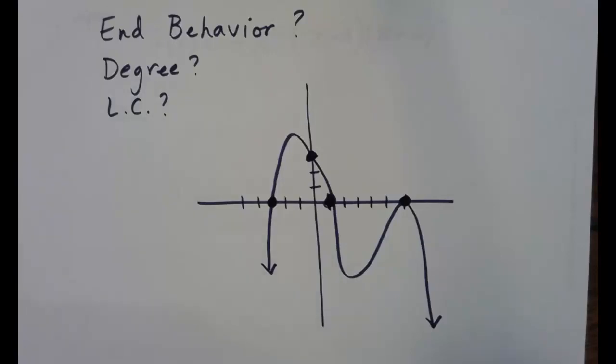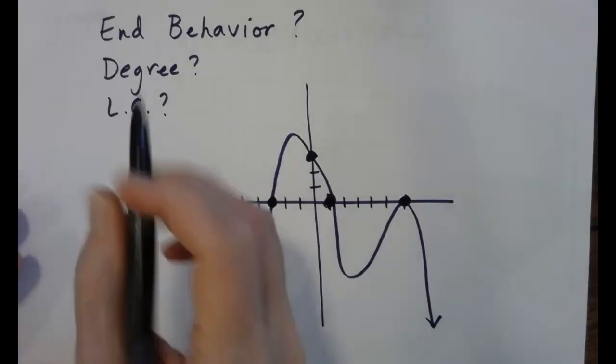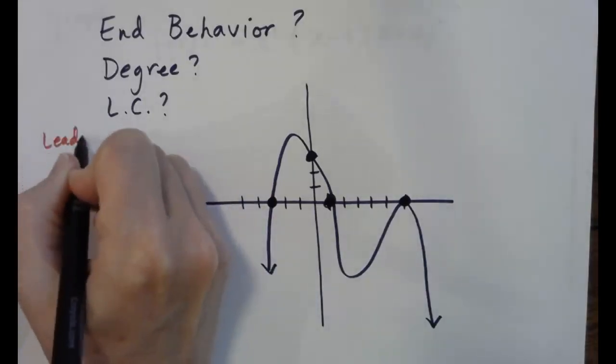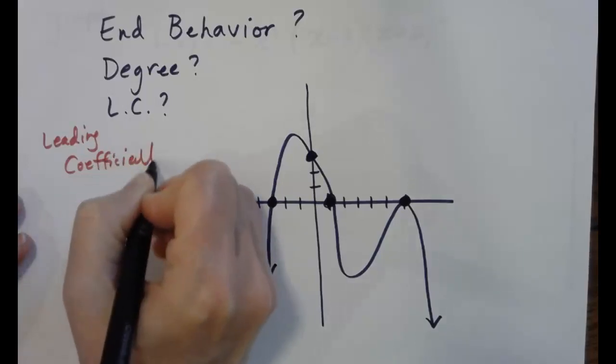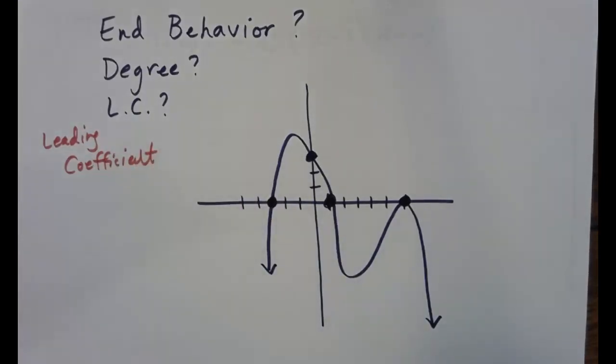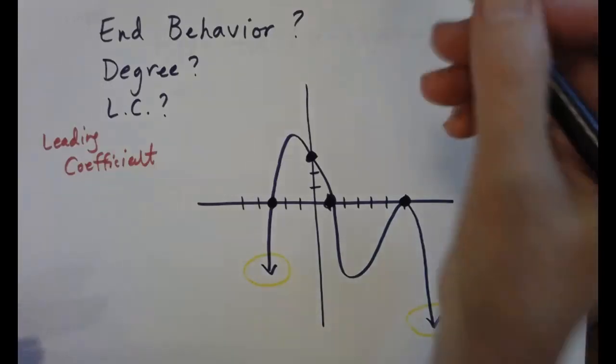This video is about graphing polynomial equations and investigating their end behavior, their degree, and their LC, which represents leading coefficient. That's just an easy way to abbreviate it. So in this first problem, I'm giving a graph, and from the graph, we know a lot of information. We can immediately see that both ends are going down.